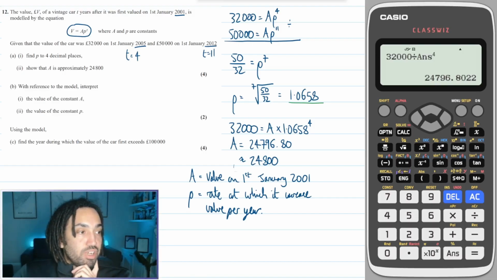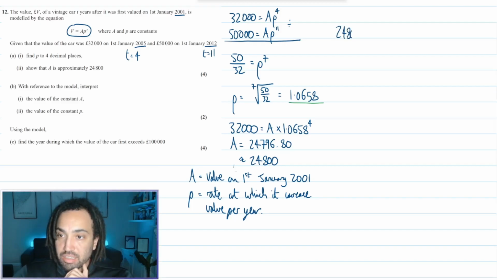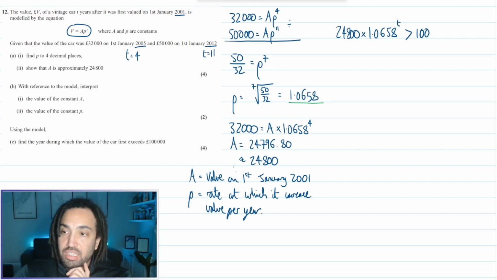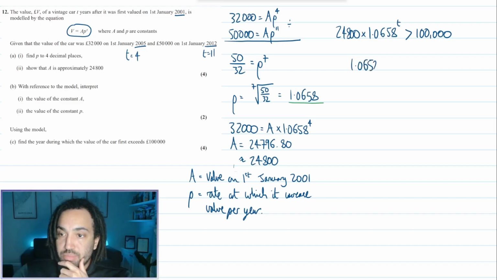Okay, and then using the model, find the year during which the value of the car first exceeds 100,000. Oh no. Okay, let's get rid of the calculator to get some more space. So what we're going to have to do, it exceeds 100,000, so we do a multiplied by p to the power of t needs to be greater than 100,000. So we'll divide both sides by this 24,800.